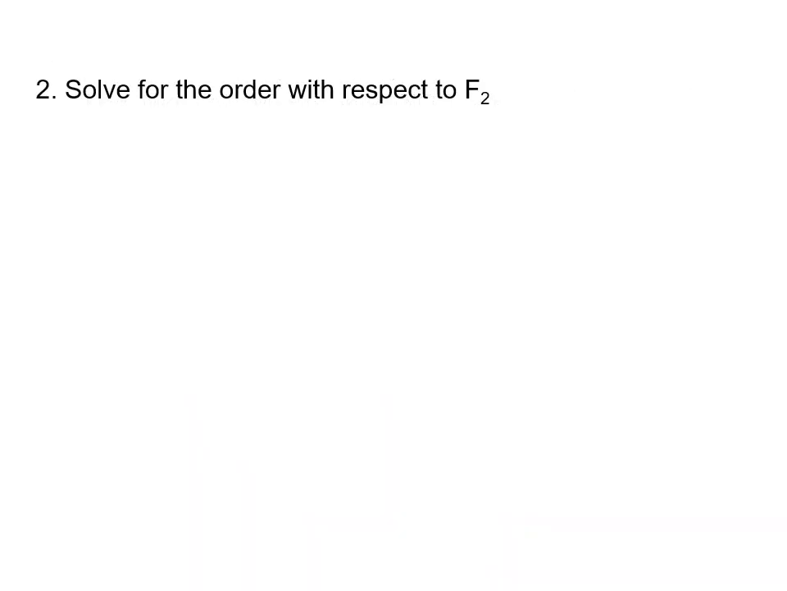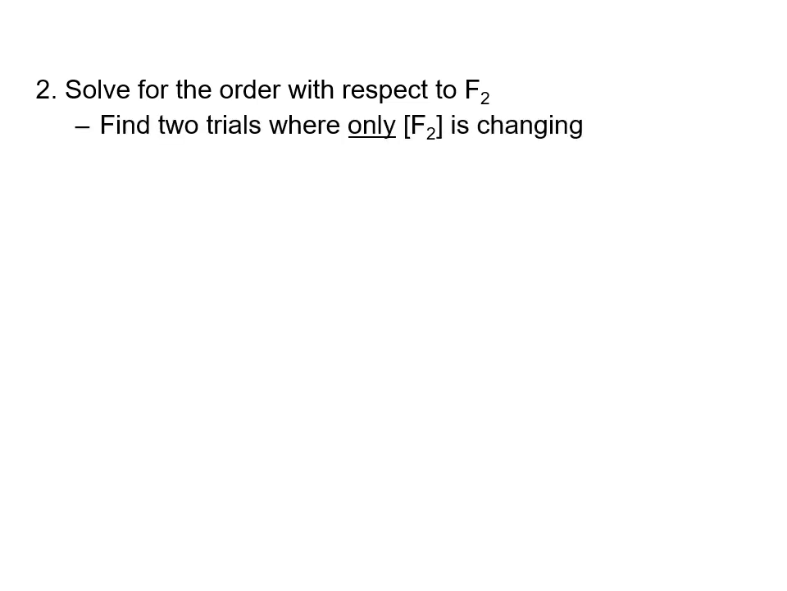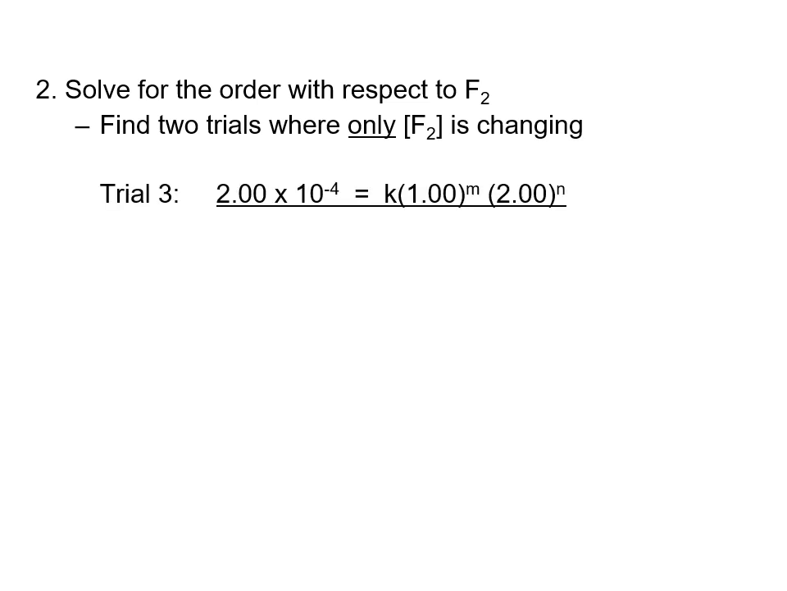We can do the same thing for F2. Pick 2 trials in which F2 is changing, but NO2 is not, the concentrations of them. So if we look at trial 3 and trial 1, again, we can see that we're going to be able to cancel out the effect of NO2's change on the rate, because they're going to cancel each other out. They both started with an initial concentration of 1 mole per liter.